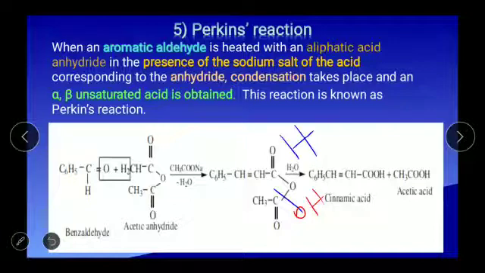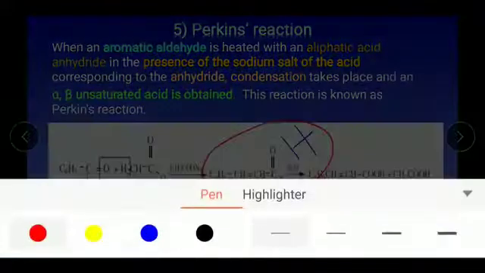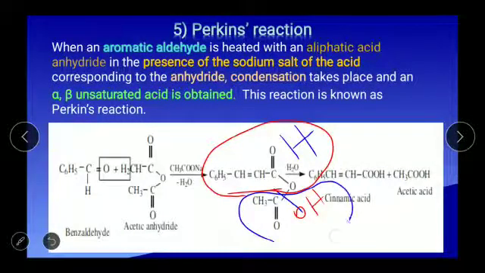Now we write C6H5, CH double bond CH, C double bond OH. Here, the other part is CH3, C double bond OH, that is acetic acid. So by the addition of a water molecule, we get cinnamic acid and acetic acid, a mixture of cinnamic acid and acetic acid. Cinnamic acid is the alpha beta unsaturated acid.